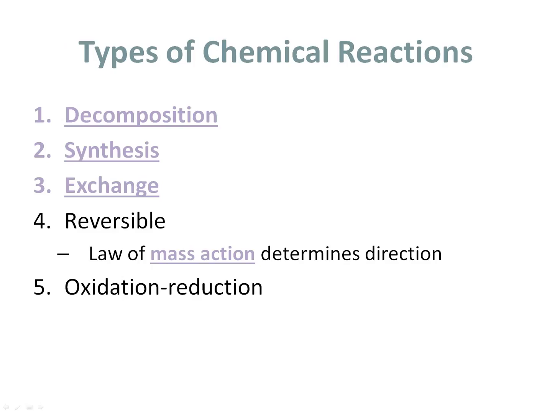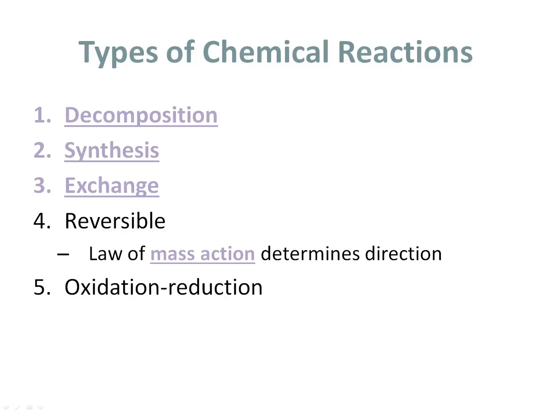We have 5 main types of chemical reactions. A decomposition reaction breaks something down. So we go from one thing that gets broken into smaller parts. A synthesis reaction puts things together, builds new things. An exchange reaction is when we take one part of one molecule and swap it for another part of another molecule. I always think of exchange reactions kind of like a do-si-do, swap your partner type reaction.